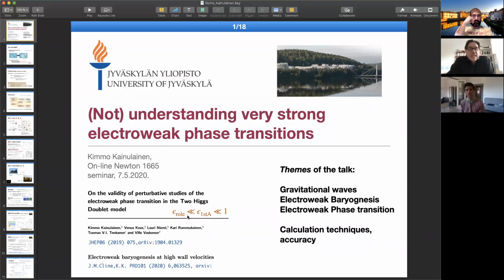So honestly, this paper's credits mostly belong to Lauri Niemi and Tuomas Tenkanen in particular, and Ville and others. So I was in a rather minor role. But anyway, I'll try to give you as good a talk on it as possible. And I saw that Ville was in the audience, so he can answer questions which I can't, in particular on the lattice simulations. Now, anyway, let's move on.